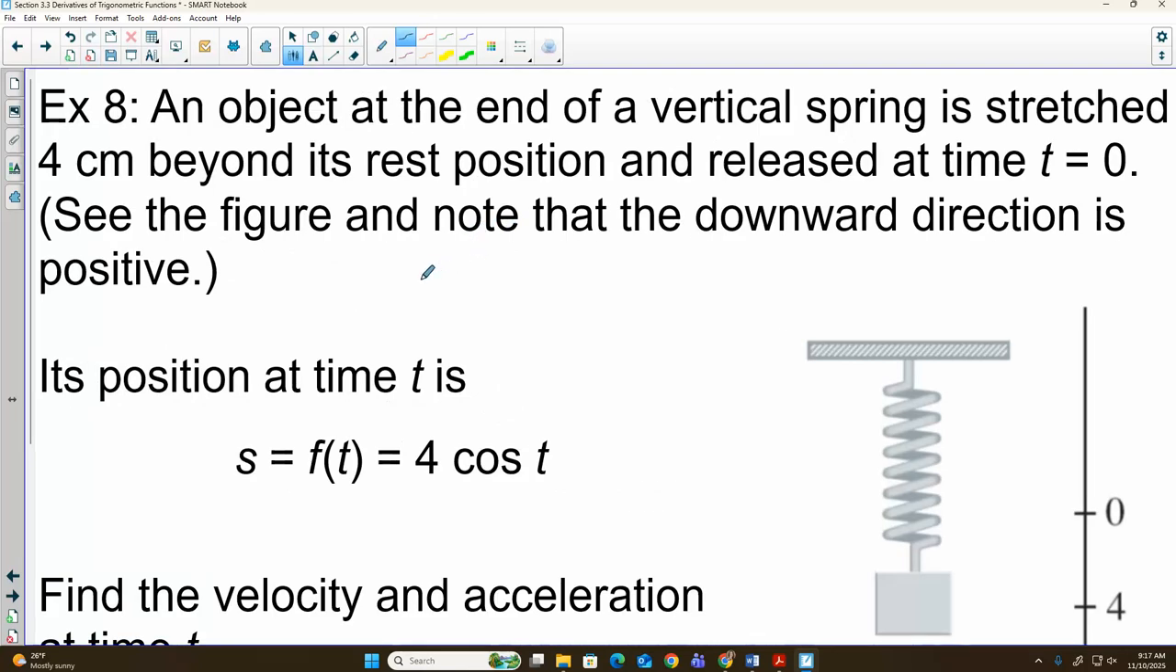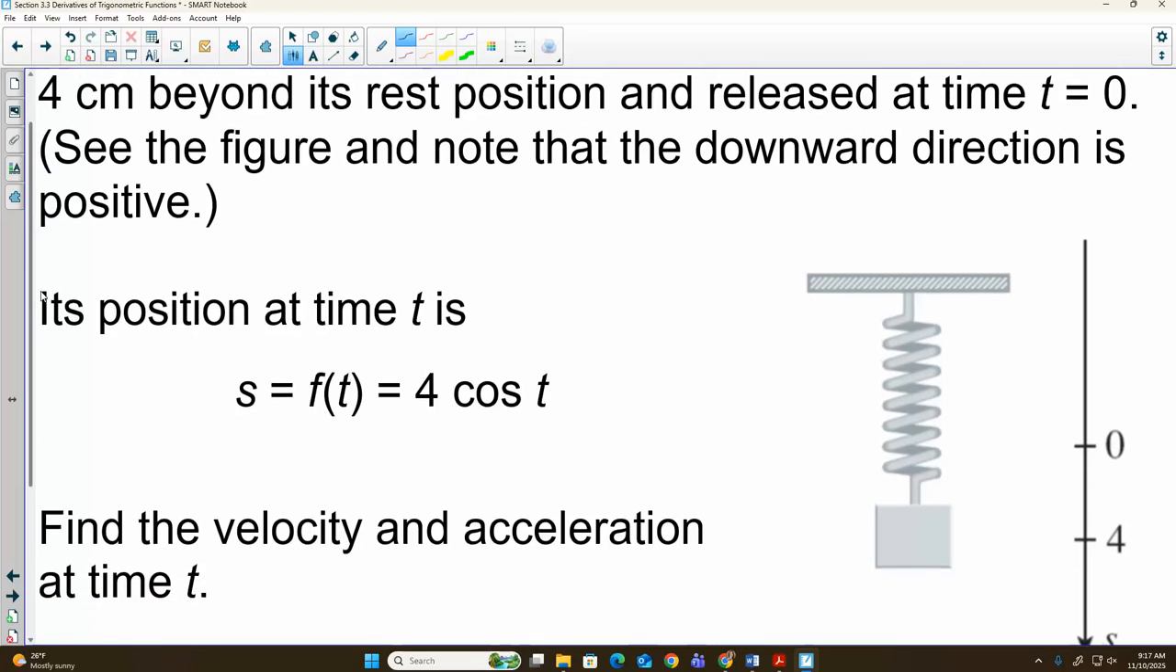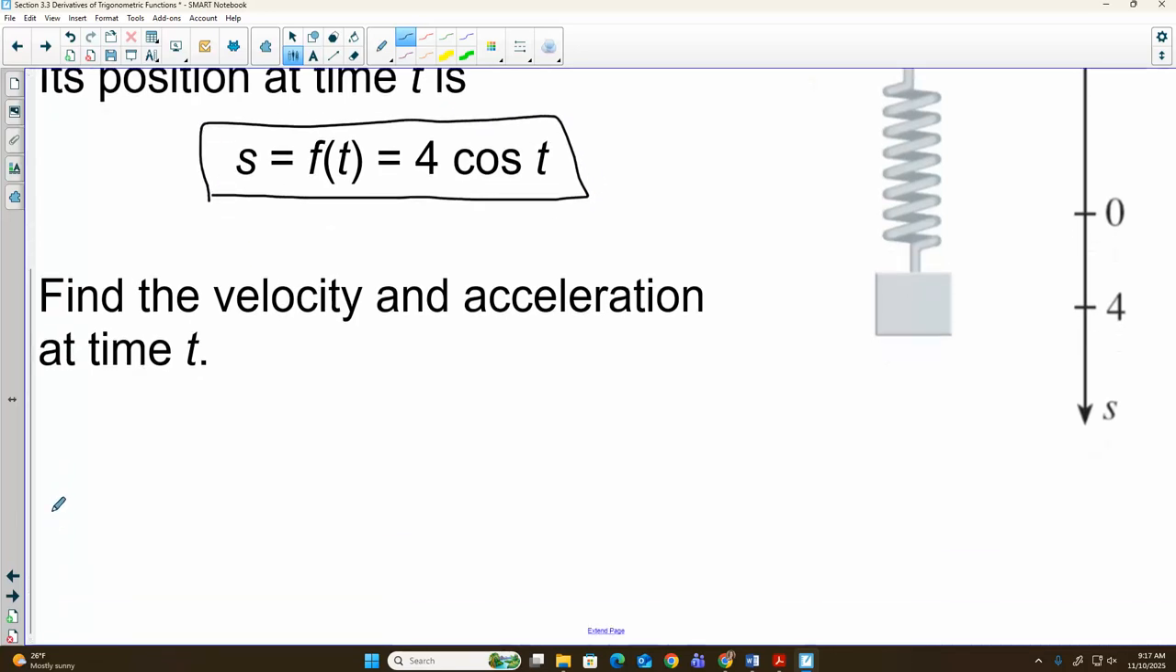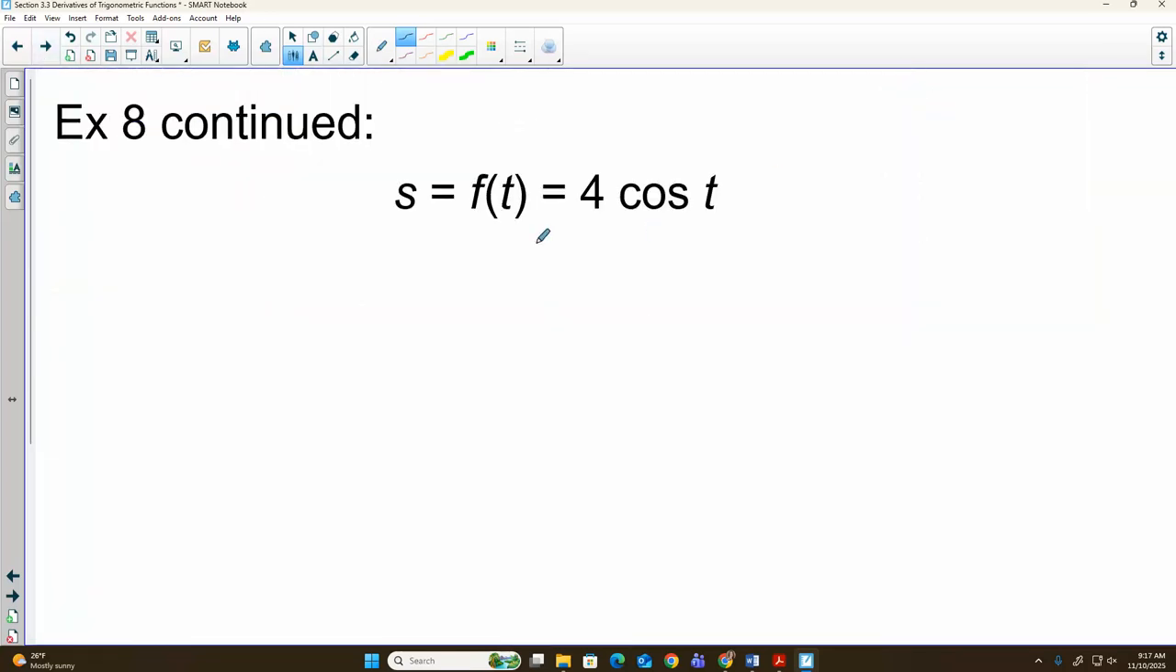So an object at the end of a vertical spring is stretched 4 centimeters beyond its rest position and released at time t equals 0. So we have a spring, we pull it down and we let it go. So position is given by this function, s equals 4 cosine t. Find the velocity and the acceleration. And I think I did give you, on the next slide, I put the equation there so you had a little room to work. How do we find velocity?